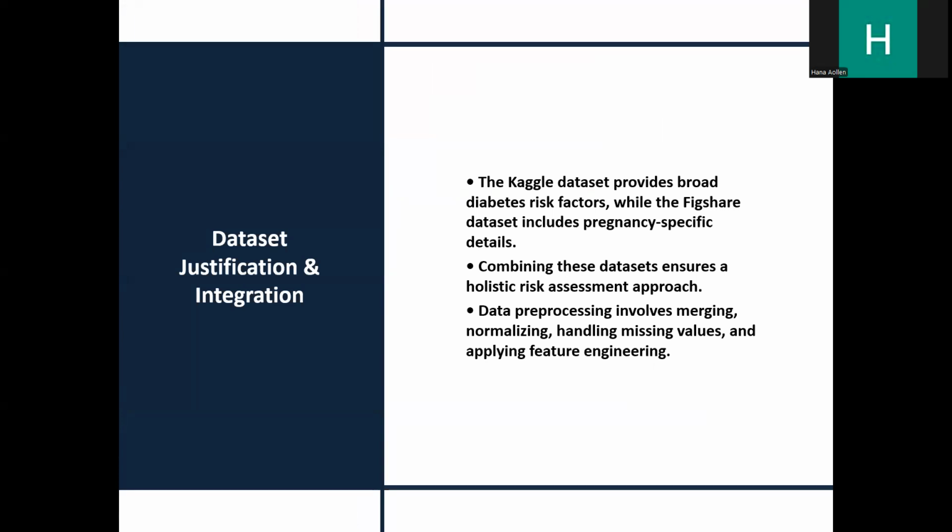Dataset justification and integration: as I said earlier, the Kaggle dataset provides broad diabetes risk factors, while the Figshare dataset includes pregnancy-specific details. Combining these datasets ensures a holistic risk assessment approach. Data pre-processing involves merging, normalizing, handling missing values, and applying feature engineering.